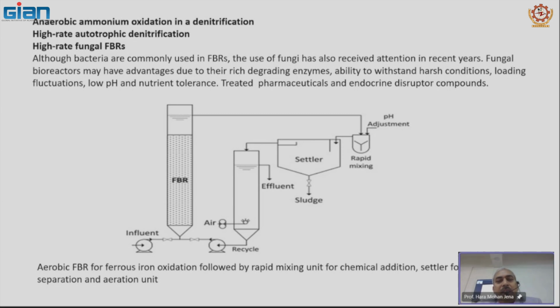This schematic shows an aerobic fluidized bed reactor for ferrous ion oxidation, followed by a rapid mixing unit for chemical addition, a settler for solids separation, and an aeration unit. Here is the settler where the sludge is removed. This is the aeration unit and this is the fluidized bed.